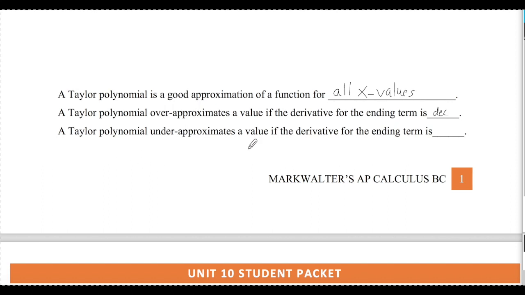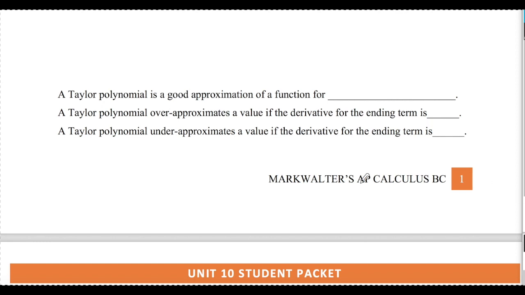A Taylor polynomial will under approximate a value if the derivative of that ending term is increasing. So if we had taken that last derivative, in this case the first derivative, and found that its derivative, the second derivative, was positive, that would mean the last derivative was increasing, which would mean that our Taylor polynomial would sit underneath the graph. It would be less than it, and so we would under approximate the graph.